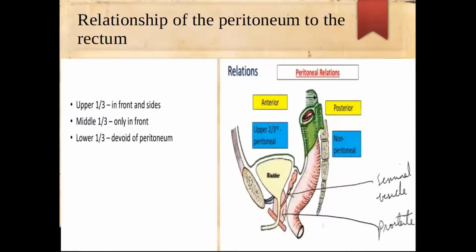What is the relation of the peritoneum to the rectum? I think most of you know. The upper third of the rectum is covered by peritoneum anteriorly and on the sides. The middle third is covered by peritoneum only anteriorly, and the lower third has no peritoneum. Okay, it's clear here. Yes, okay.